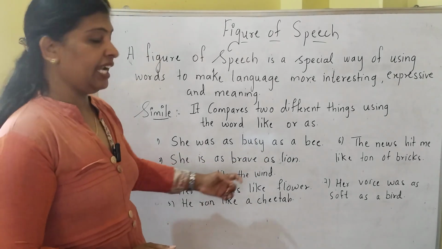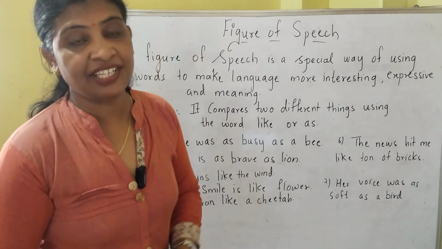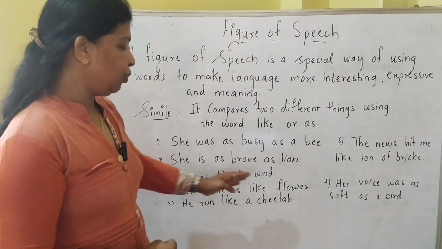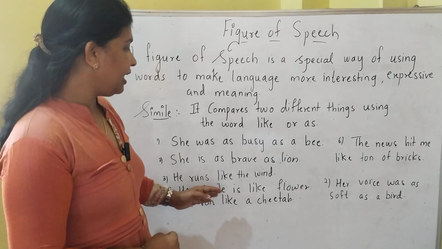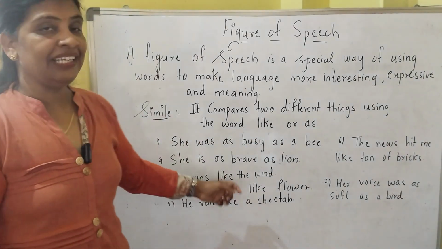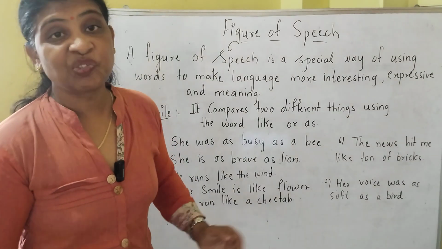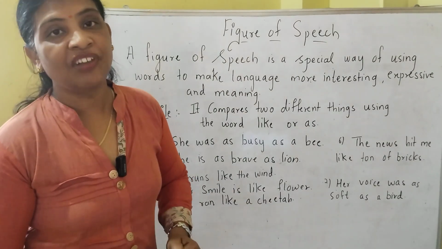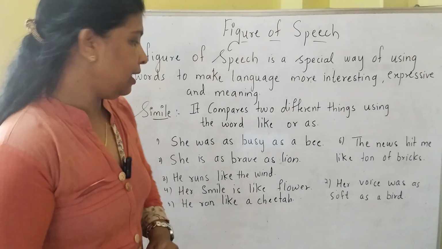He runs like the wind. So here the comparison is made between he and the wind. How does he run? Like the wind, by using the word like. Her smile is like a flower. The smile is compared with a flower by using the word like.